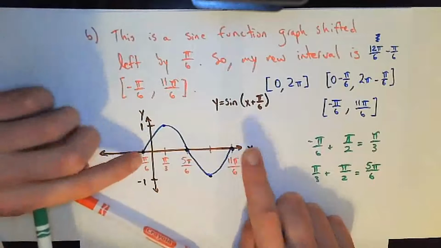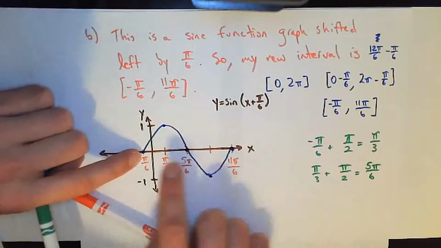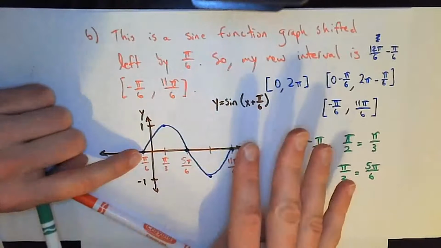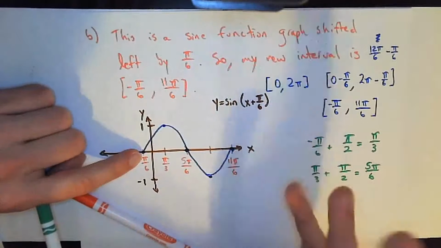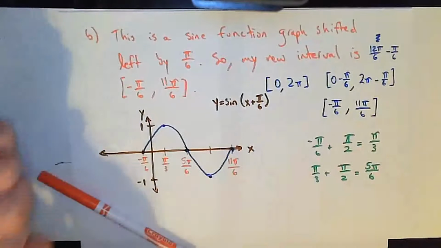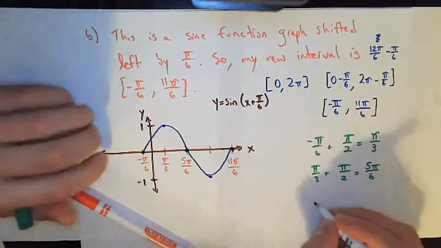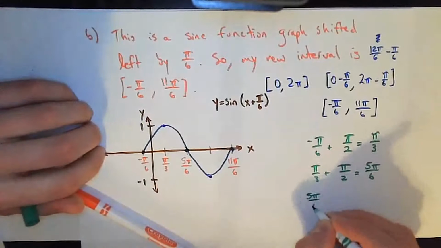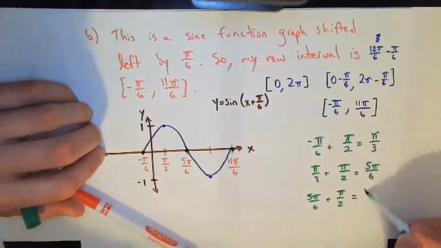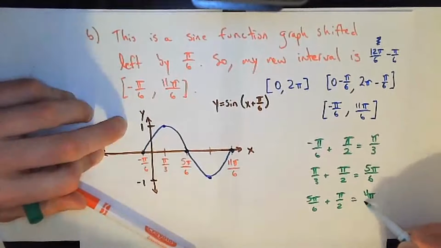Why? Because when the period is of length 2 pi, each of these little intervals is going to be 1/4 of 2 pi. What's 2 pi over 4? Pi on 2, right? So that's where that's coming from. Last one, 5 pi on 6 plus pi on 2. That's 3 pi on 6. That's 8 pi on 6, so 4 pi on 3.